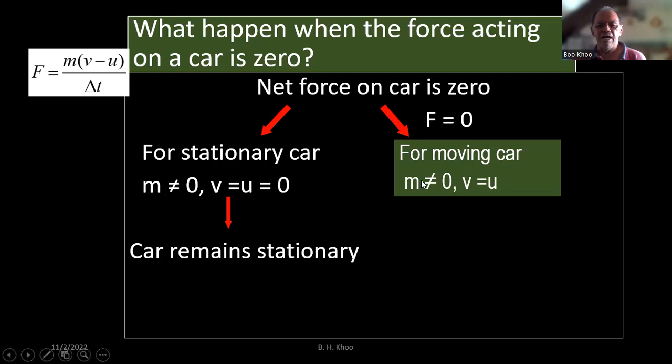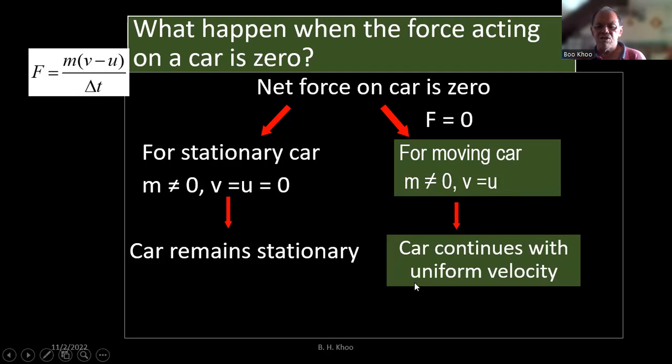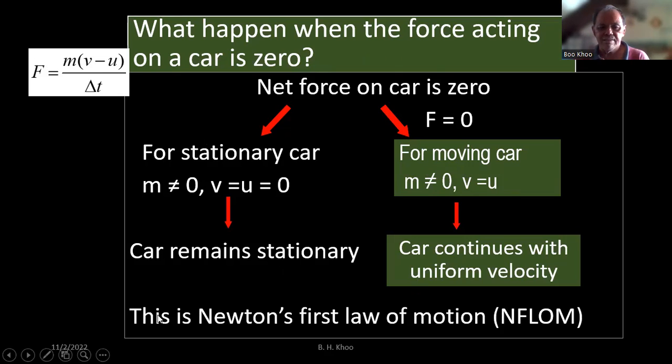Or the car has a mass and is moving with velocity u. Force is 0, so that multiplied by 0 is still 0, and we get v equals u. That means the final velocity equals initial velocity. The car continues with uniform velocity. And we can recognize that this is a special case of the second law, but this is Newton's first law of motion.